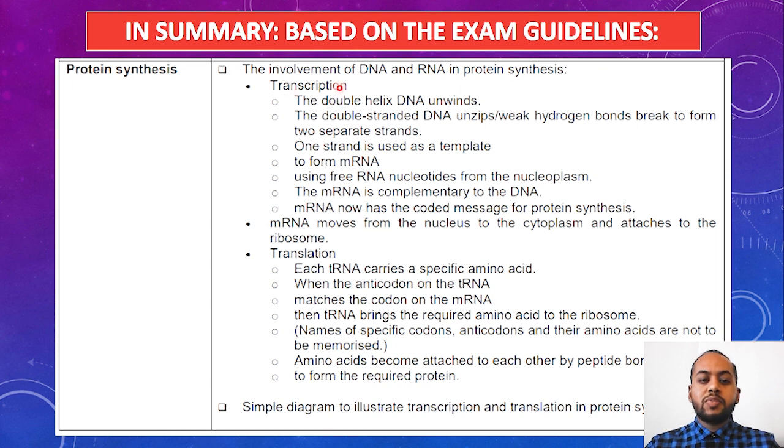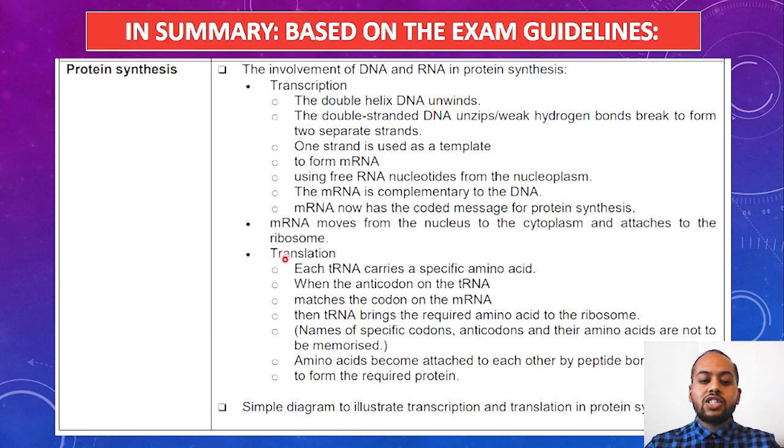We said transcription is where the DNA double helix unwinds and unzips. The weak hydrogen bonds break to form two separate strands. One strand is used as a template to form mRNA using free RNA nucleotides from the nucleoplasm. The mRNA is complementary to DNA. mRNA now is the coded message for protein synthesis. So mRNA moves from the nucleus to the cytoplasm, attaches itself to the ribosome.